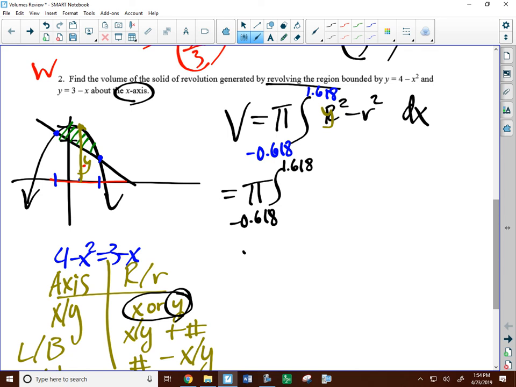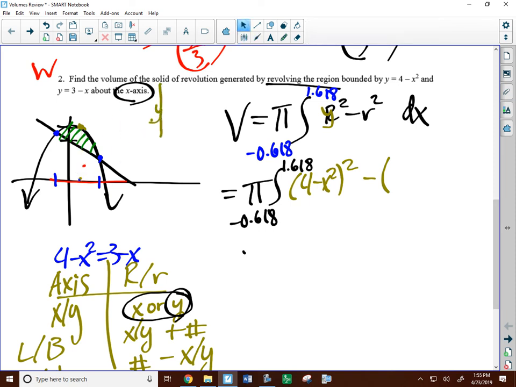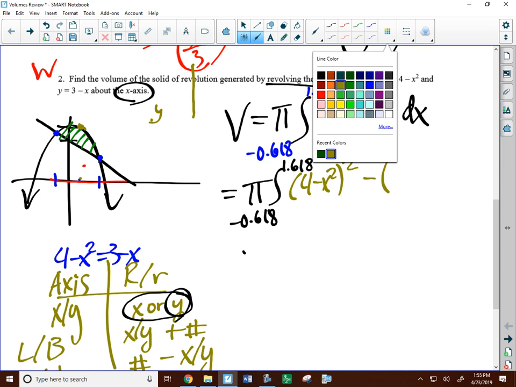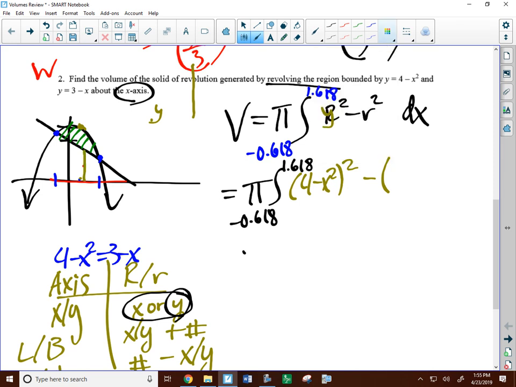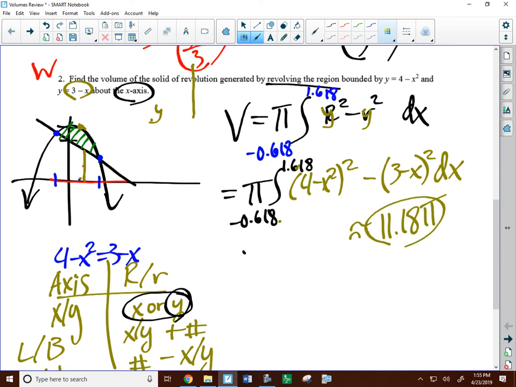The top function was 4 minus x squared, so that's what goes in here. Don't forget the squared. Then little r is actually the same, it's just y, but it's for the inner region. It's another y, but a different y. This time it's 3 minus x, that's the graph, the line. Okay, again, put it in your calculator. I left the pi out, so I got approximately, it's a little rounded, about 11.18 pi.